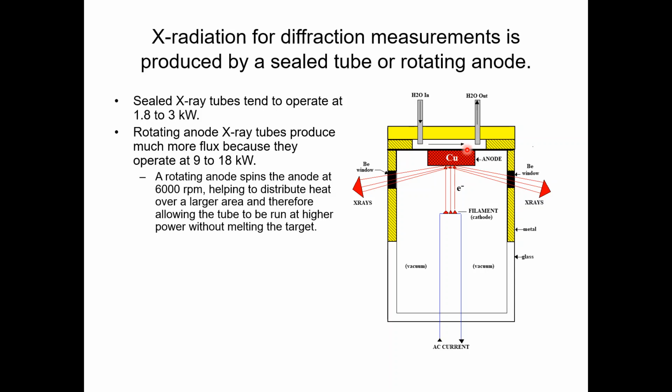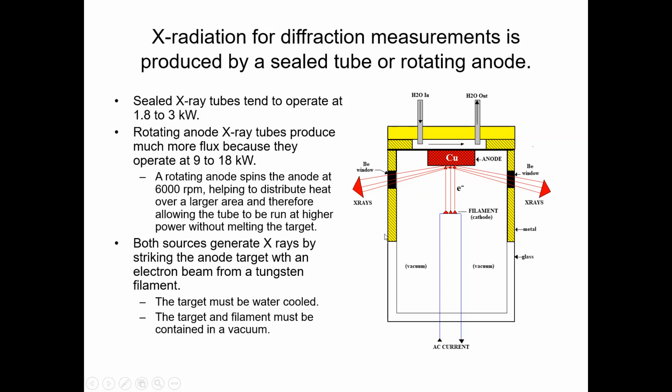One reason we can keep it safe from melting is that we provide a cooling condition. Here you can see H2O in and H2O out. We provide a water supply so that we can keep it cool. We want to prevent it from melting.